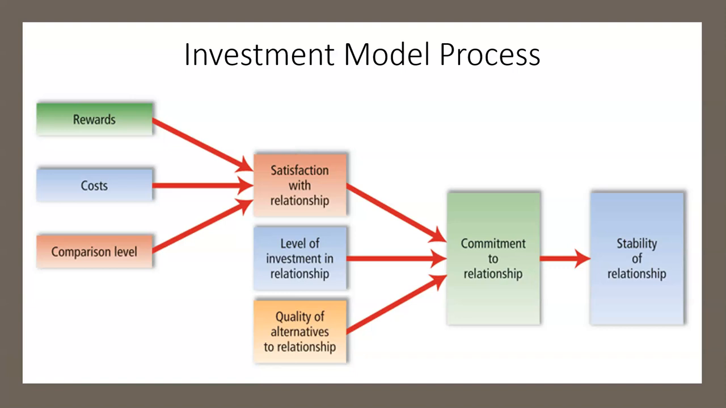that allows us to predict the level of commitment. So the model suggests that if your satisfaction is high with the relationship, so there's more rewards than there are costs, and the comparison level is saying, the alternatives just aren't as good as what I have, you're going to be highly satisfied with the relationship. Your investments may in fact be high, and the quality of alternatives low. That's going to lead to higher levels of commitment to the relationship and greater stability of the relationship.